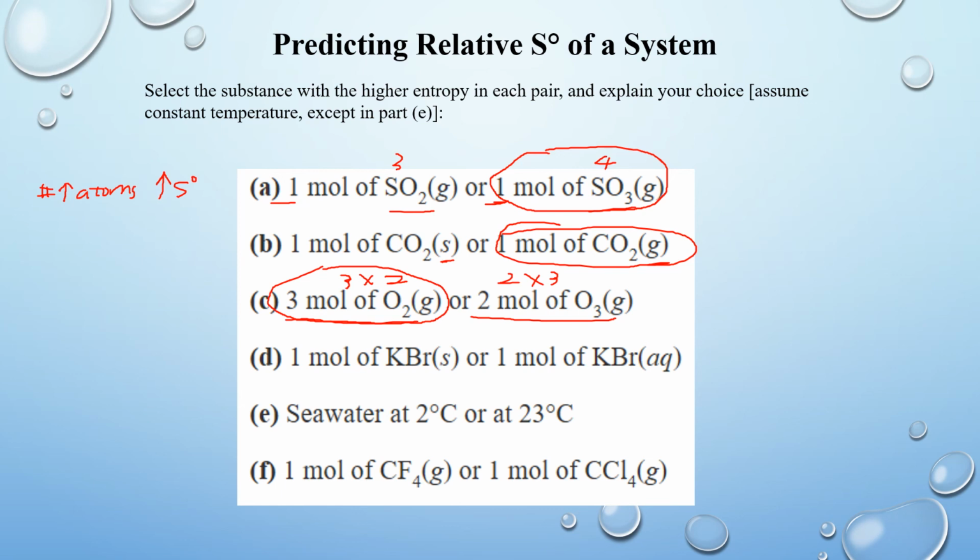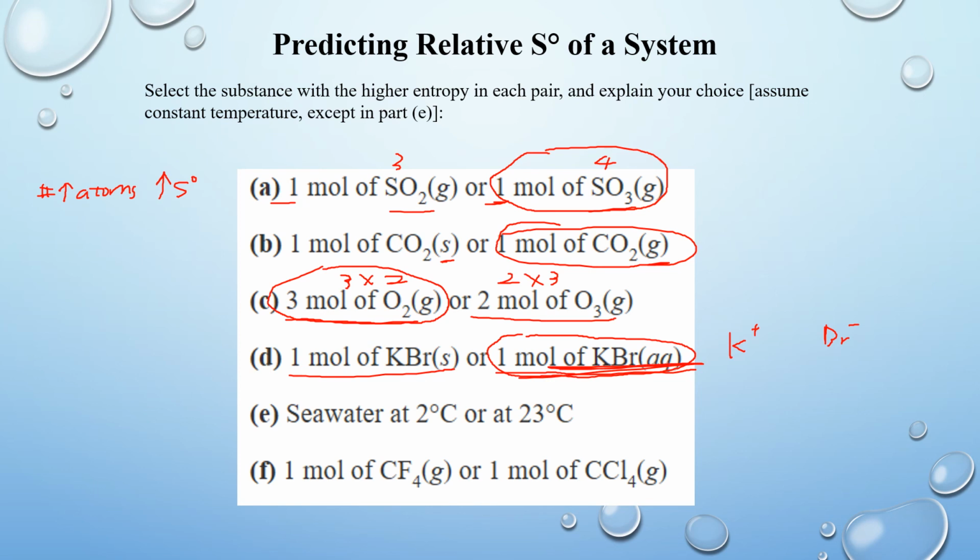For D, you have 1 mole of KBr solid and 1 mole of KBr solution. This is a solid, and this is when you dissolve it in a solution. In the solution, the KBr becomes potassium ions and bromide ions, so they are more separated. They have more freedom to move within the aqueous phase, so this will have a higher entropy.